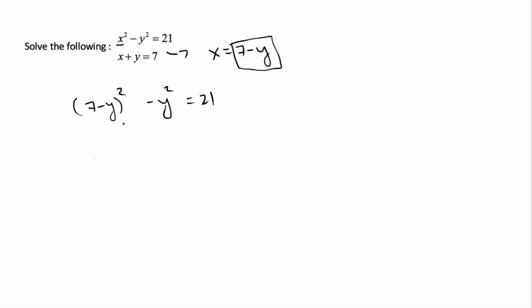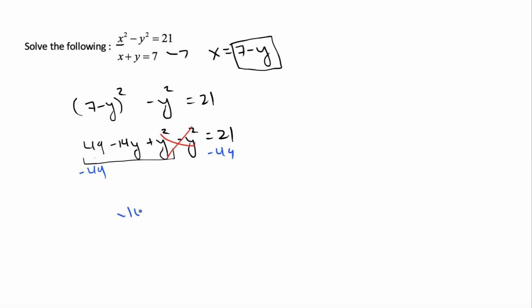7 minus y. Okay, so now we want to solve this, or foil this, work everything out, and then see what we can do with the resulting equation. So 7 minus y quantity squared, that gives us 49 minus 14y plus y squared minus y squared is equal to 21. These are the three terms we get when we expand this out. You notice that the y squares do cancel out, which will make the problem a little bit easier. So if we subtract the 49, we get negative 14y equals negative 28.